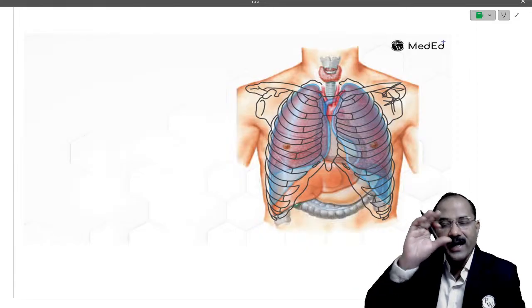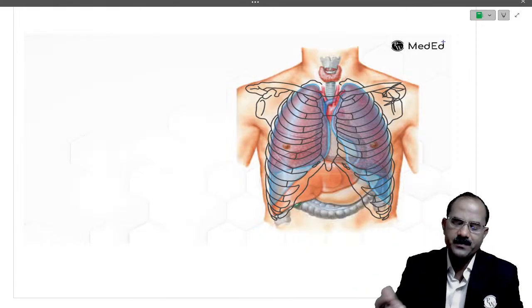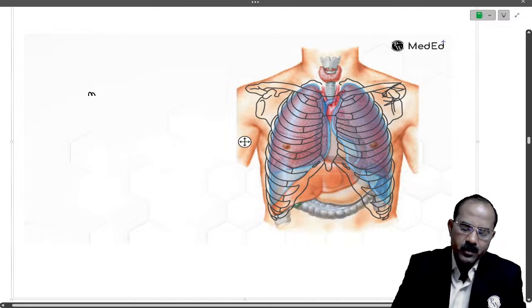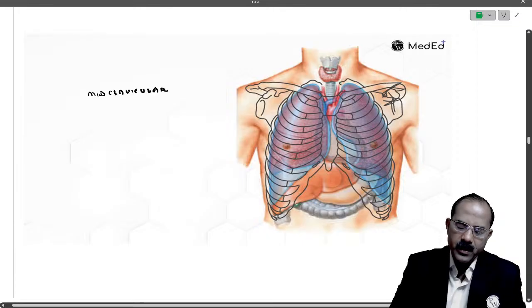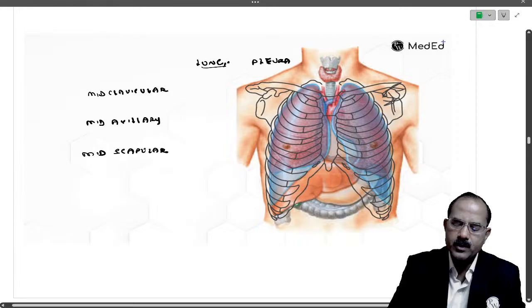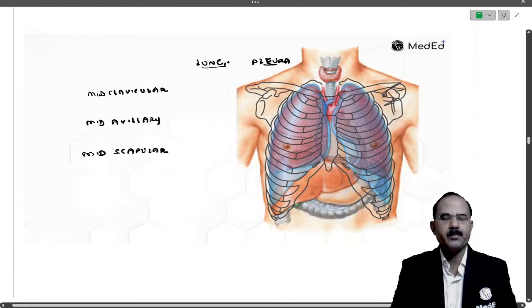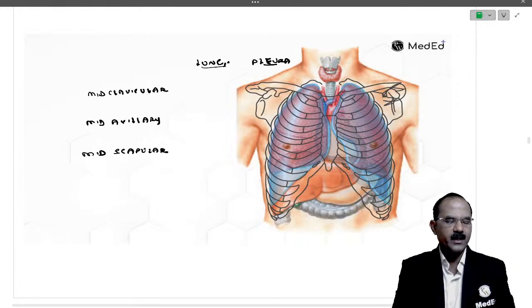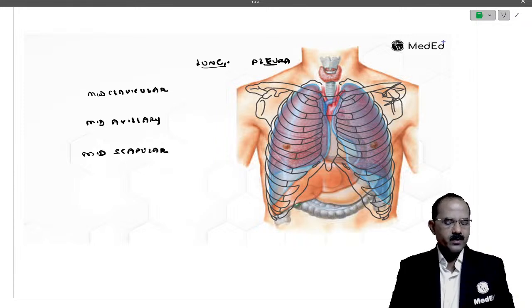Now, coming to the extent of the pleura and the extent of lung. I'll tell you that later. Extent of pleura and extent of lung. Tell me, extent of pleura in the mid clavicular line, in the mid axillary line, and the mid scapular line. What is the extent of lung and what is the extent of pleura? Answer this, students. Any guesses? Come on, students, you can answer this.